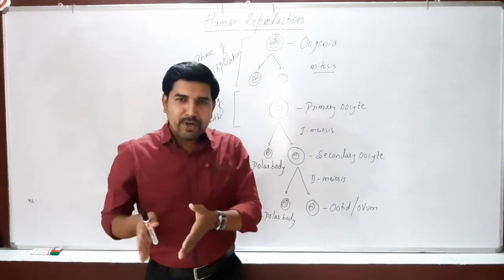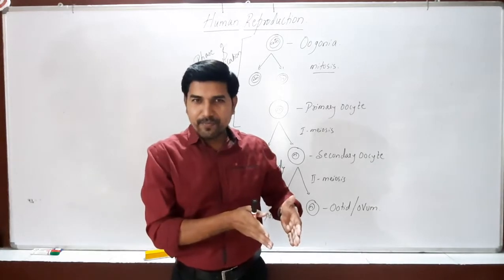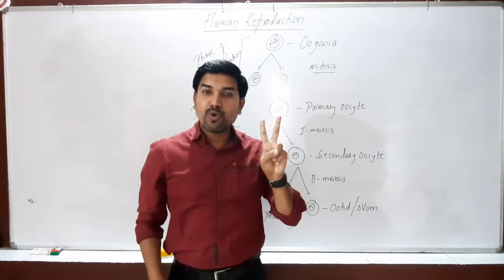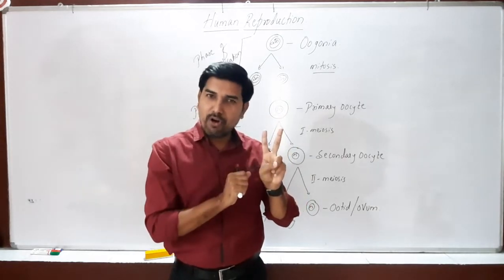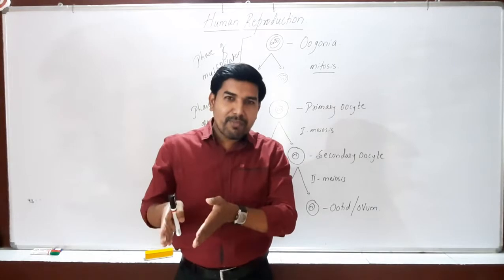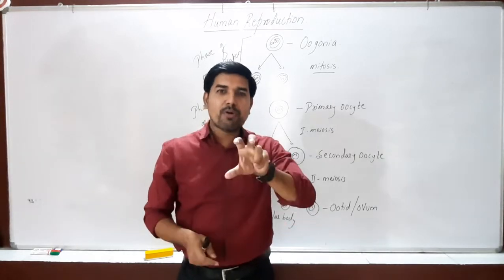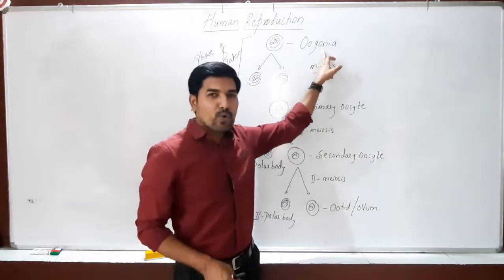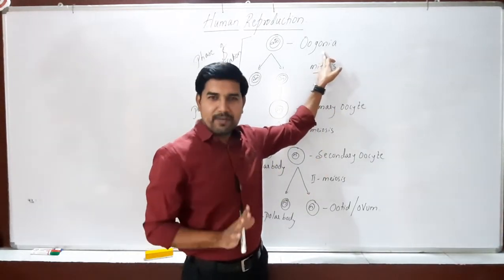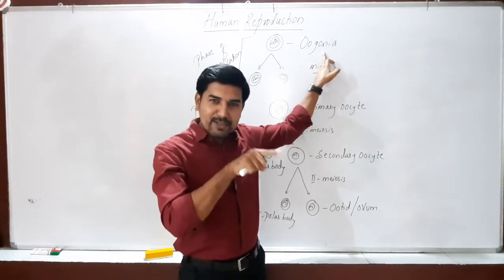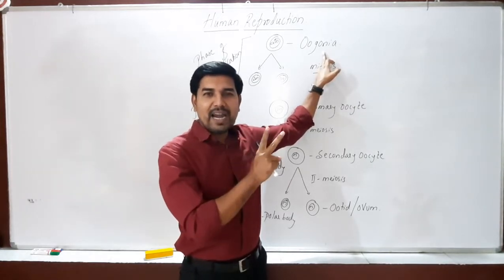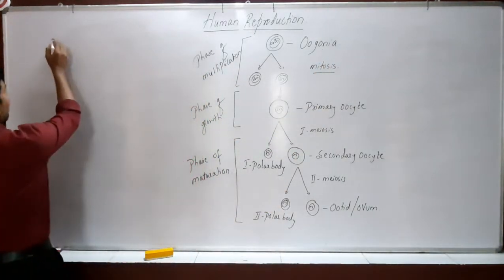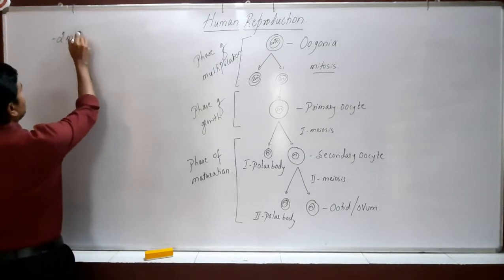During the embryonic development of the female fetus, initially in each ovary a couple of million oogonial cells are added or formed. That means when the female embryo is developing in the womb of the mother, 2 million oogonia are added in the ovary. How many? 2 million. In each ovary, 2 million oogonia are added during the embryonic development.